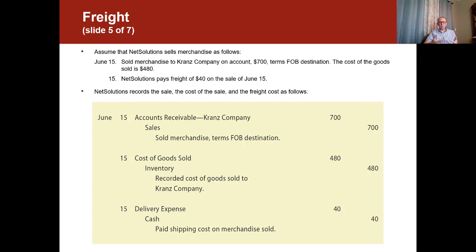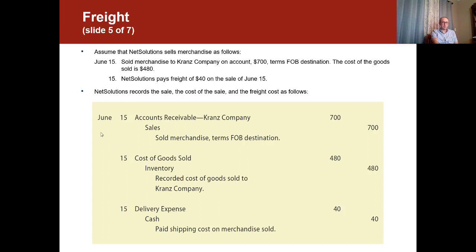that whenever we are recording a sales transaction, we have to consider two things: the sales, or the selling price, and the sales journal entry, and then the cost of the items that we sold, and that would have a separate journal entry where we record the cost of goods sold. And then now we're going to add a third journal entry for the delivery expenses.